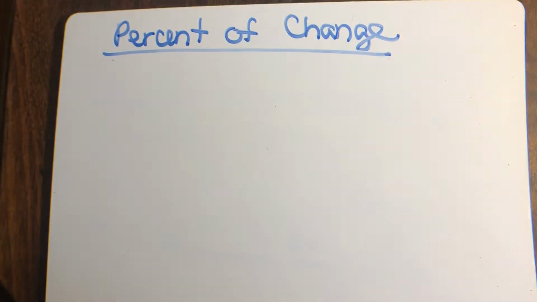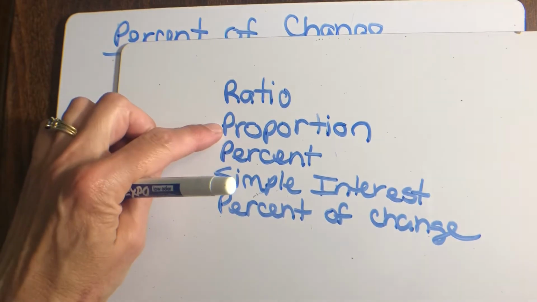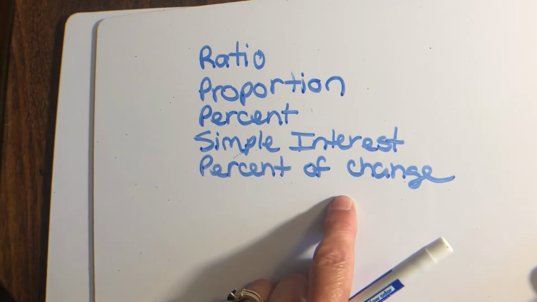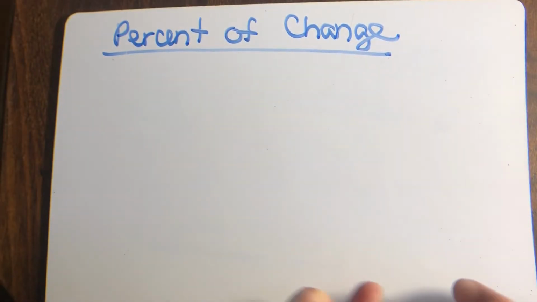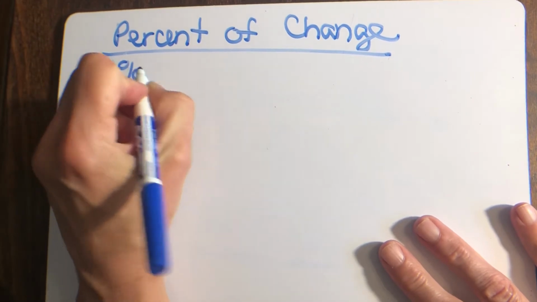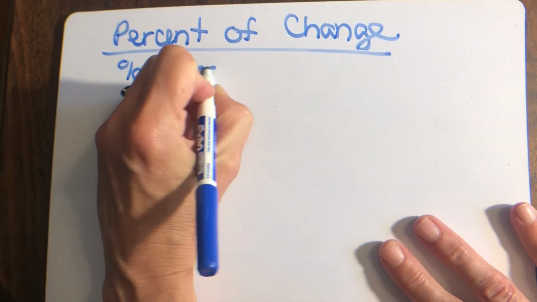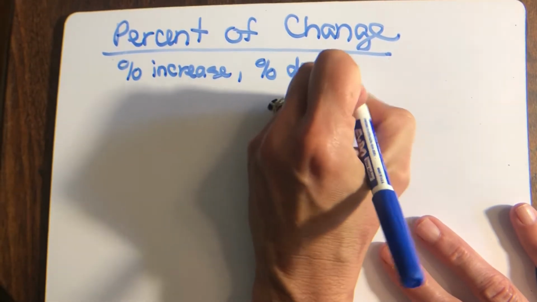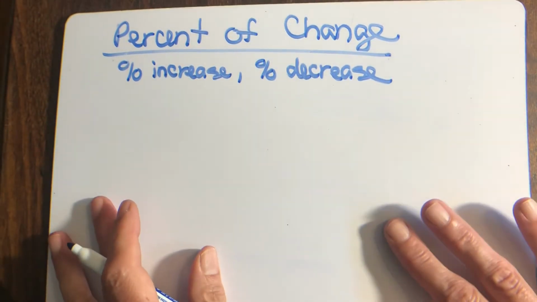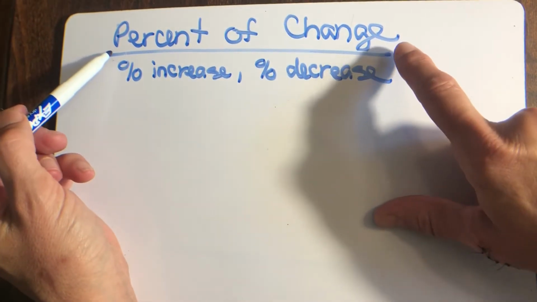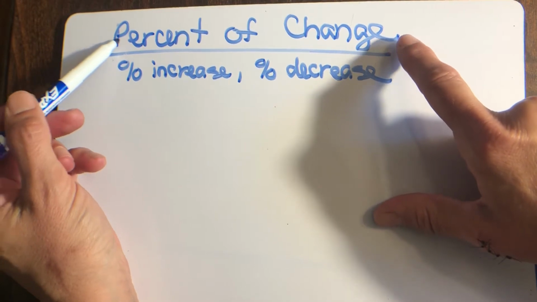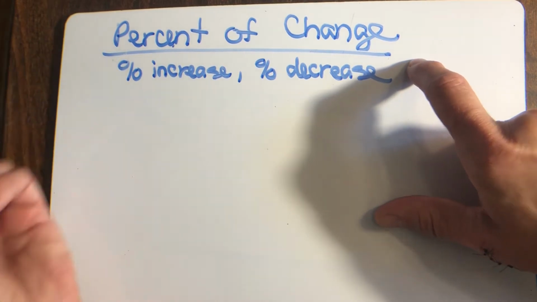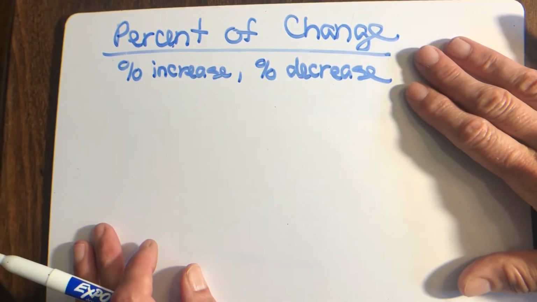Okay, so we have already talked about ratio, proportion, percent, and simple interest, and now we're going to talk about the percent of change. Percent of change, and we often call this percent increase or percent decrease. It's really just another percent problem, but they're asking you to find the percent and how much it has changed. So we're looking for percent on these problems, percent of change.